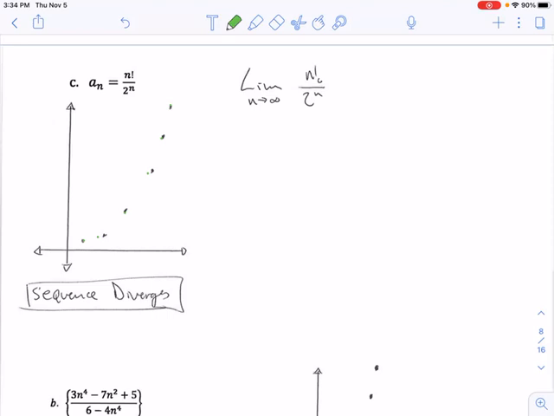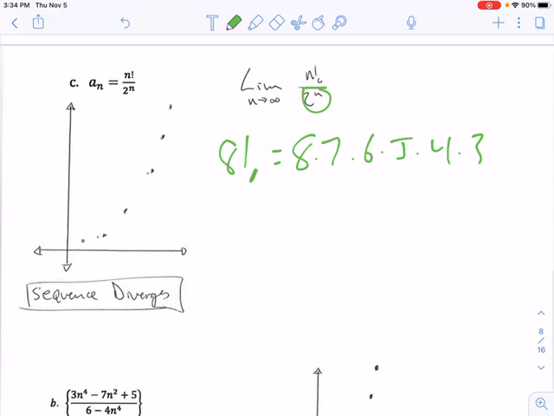So when n is, remember what a factorial is. 8 factorial is 8 times 7 times 6 times 5 times 4 times 3. 2 to the n is 2 to the first power, 2 to the second power, 2 to the third power, 2 to the fourth power. Well, here's the truth about a factorial. A factorial gets larger faster than anything else. A factorial, as n approaches infinity, grows faster than an exponential.